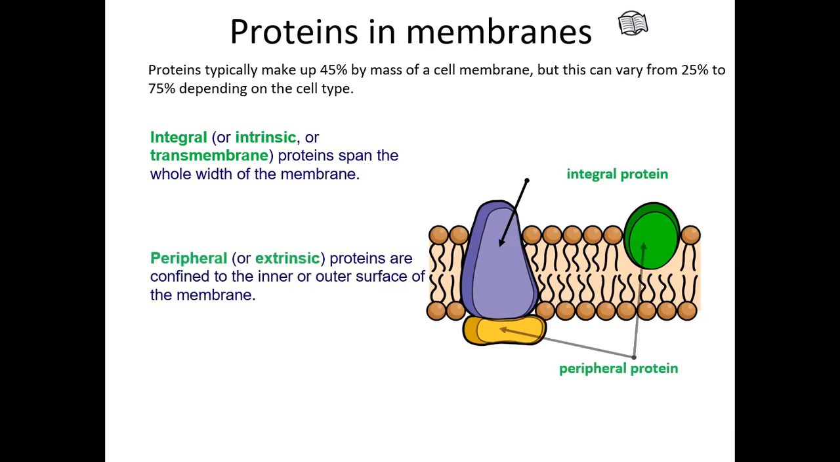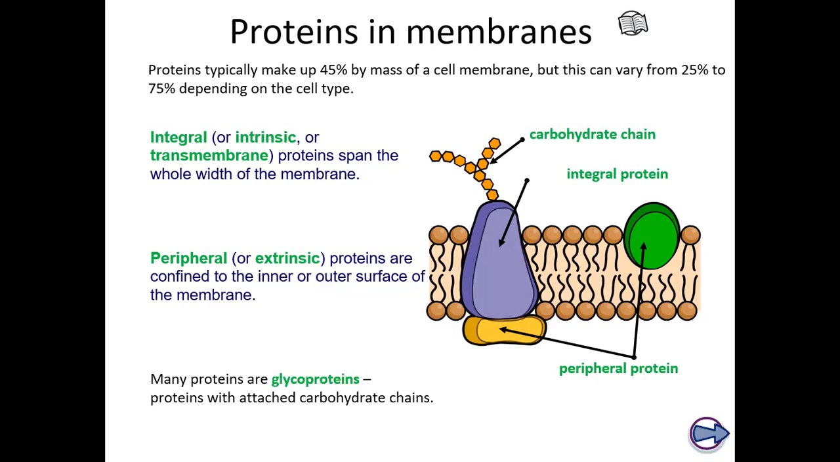And we can also have peripheral or extrinsic proteins, and these are confined to the inner or outer surface of the membrane. You can also have peripheral proteins attached to integral proteins as well. So our purple one on there is an integral protein, goes the whole width of both bilayers. Green one is a peripheral or extrinsic protein on the top layer. Yellow one again is another peripheral one. It's on the bottom layer. It's also attached to our integral protein, so they can work together.